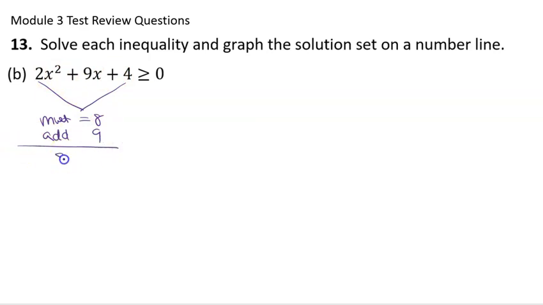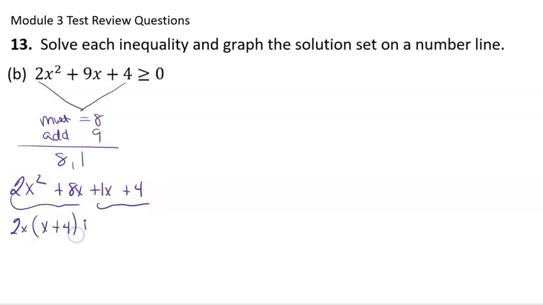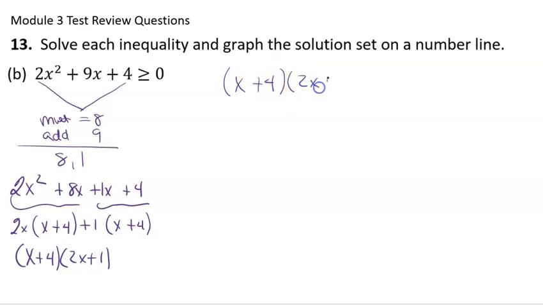Now we know numbers that do that are 8 and 1, both positive. So I rewrite my initial polynomial, 2x squared. I take out the 9x and I replace it with 8x plus 1x plus 4. Then factor by grouping. So 2x comes out of the first set and that leaves x plus 4. All you're doing is pulling out a 1 out of the second set because we already have an x plus 4. Then factor out the guy that matches, x plus 4 times 2x plus 1. You'll find if you get used to factoring that way a lot, it's faster than trying trial and error. To me, it definitely is.